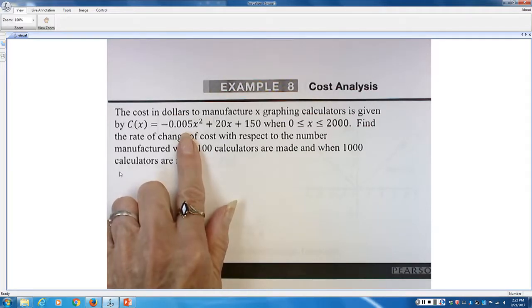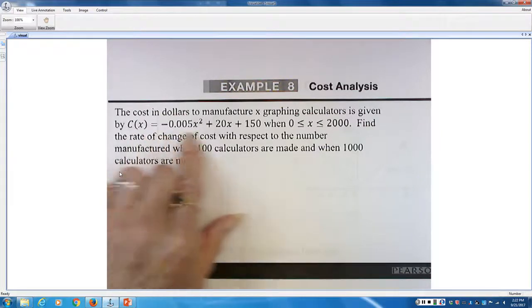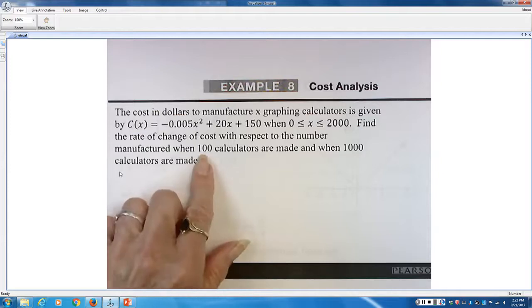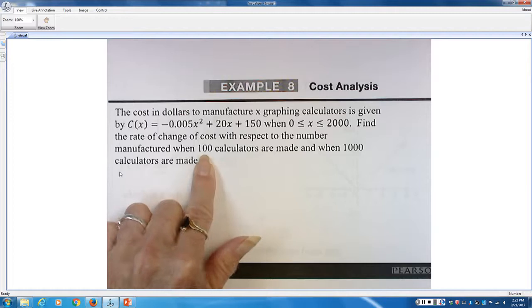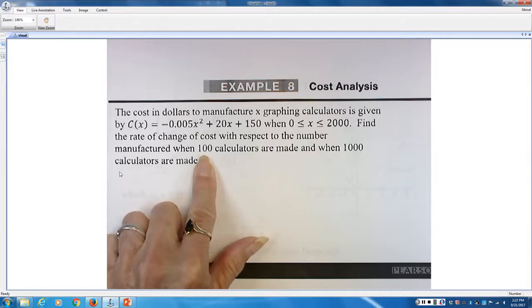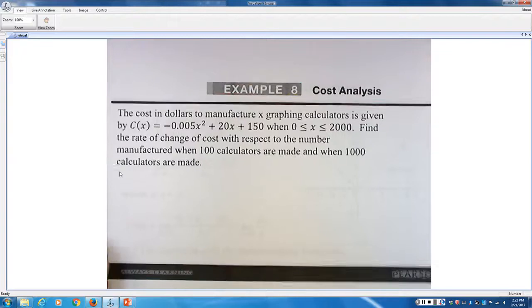It's not as bad as you think it is. It's long in the first step, but it collapses pretty quick. So we're going to have to find the derivative of the cost function, and then we're going to plug in 100 to find the rate of change when 100 calculators are made. And then I'm going to tell you what that means. Once we've found it, I'll tell you what it means. And then we're going to do the same thing when 1,000 calculators are made. Okay?